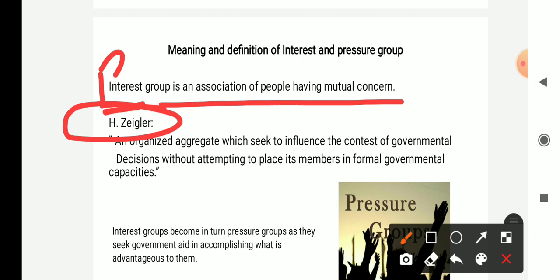Okay, so what is pressure group? It is organized aggregate, right? Pressure group has been defined by Ziegler as an organized aggregate which seeks to influence the context of governmental decision without attempting to place its member in formal governmental capacities. What does it mean?